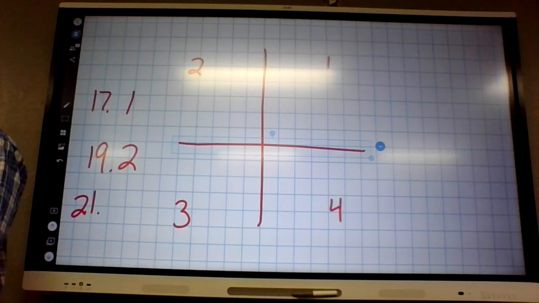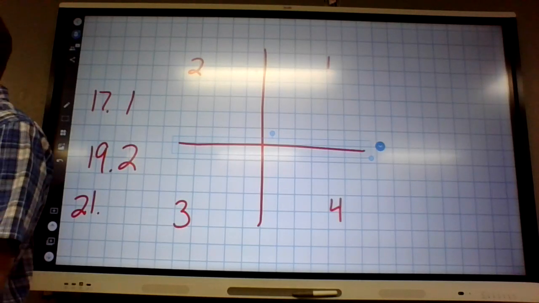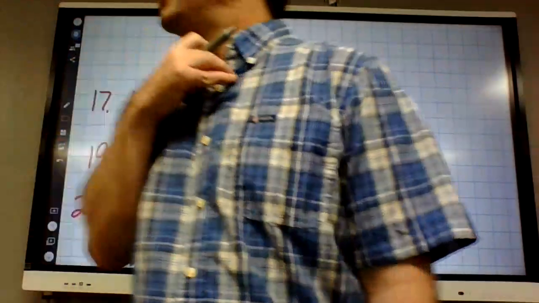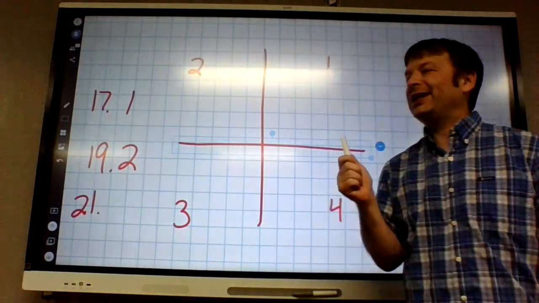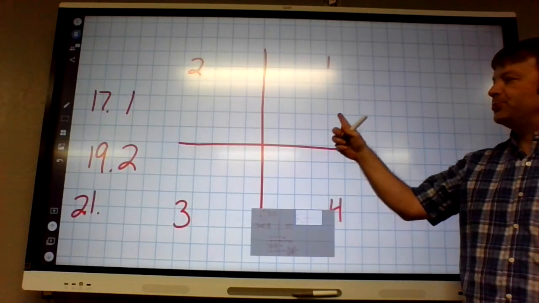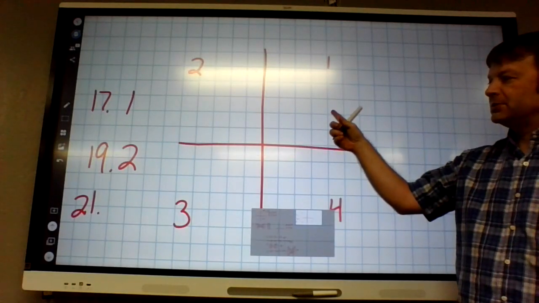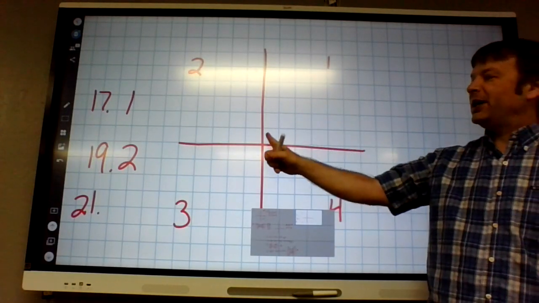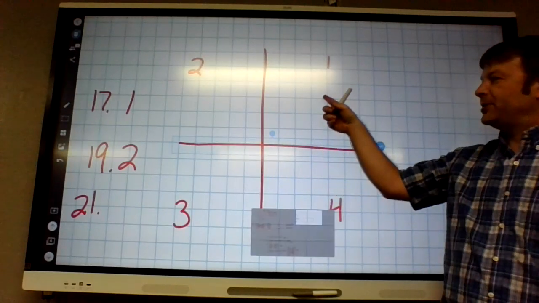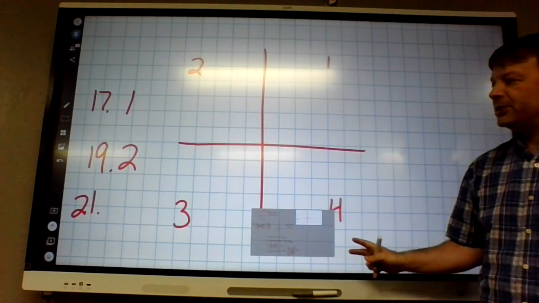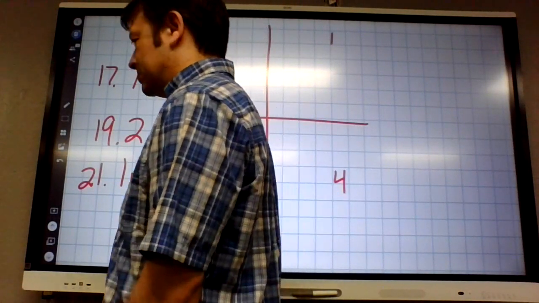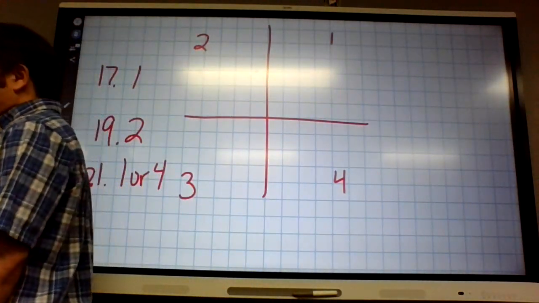So 21 says the abscissas are positive, so that means where are the X values positive? Wyatt, do you know which quadrants the X values are positive in? Should be 1. Because when the X is positive, we go to the right. So it could be up here, or it could be down here. So there's actually 2 answers. This 22 has 2 answers too.